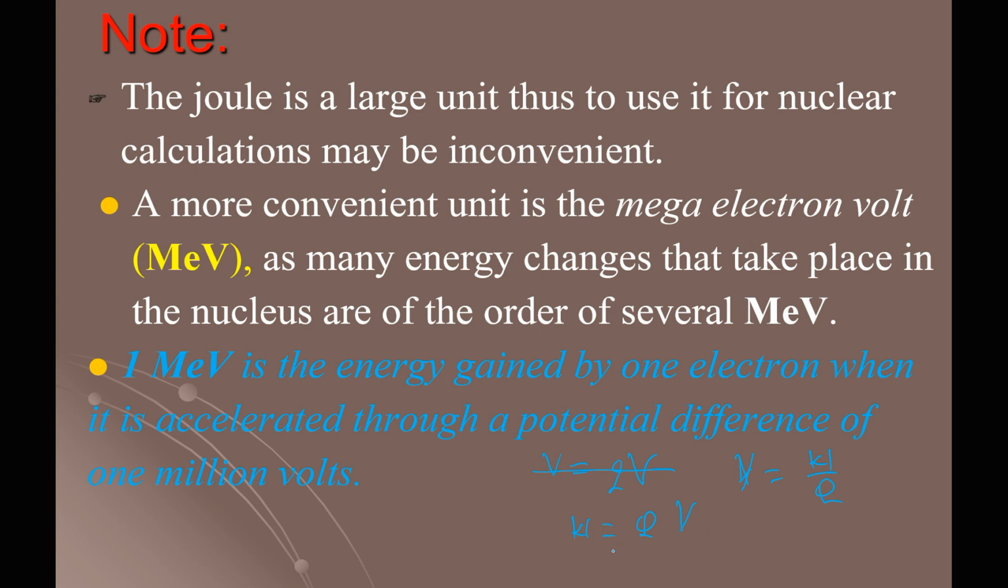So the energy in joules is the charge, 1 electron, times 1 million, that is 10 to the power of 6 volts. So this is in coulombs, this is in volts. That is what we are calling mega electron volts. So energy can be in joules if it is in coulombs times volts.